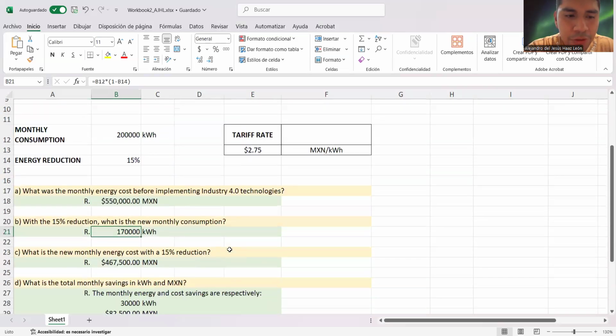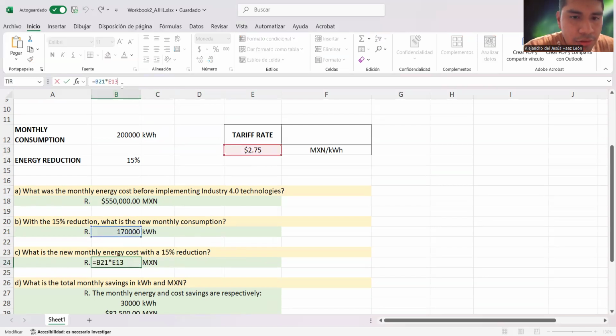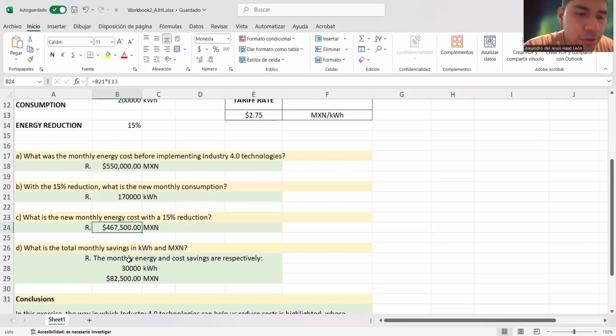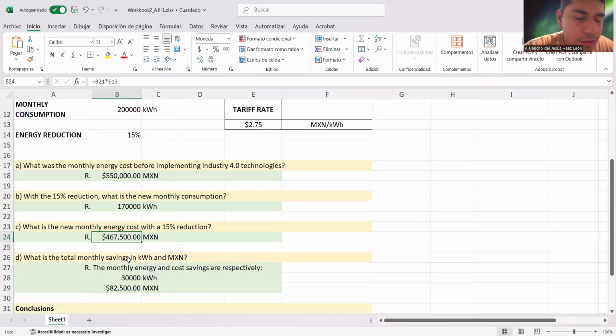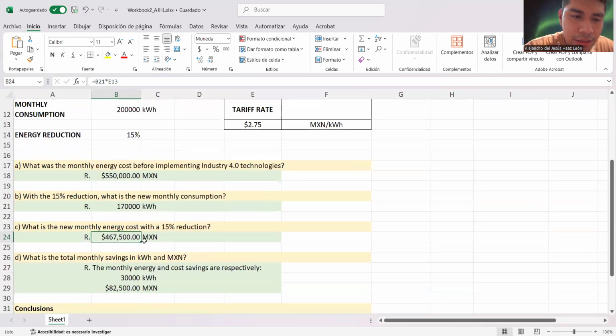And what is the new monthly energy cost with the 15% reduction? So we have the new monthly energy consumption. So we just need to multiply by the tariff rate. So okay, we just make that operation and we have the result that is 467,500 pesos.